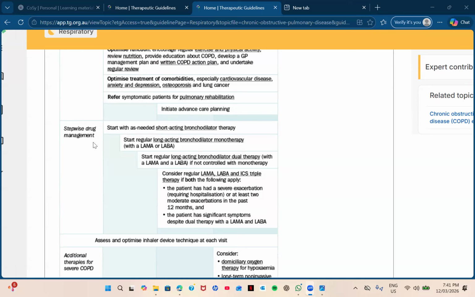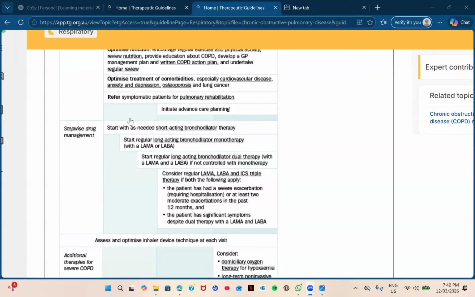For all mild, moderate, or severe cases, what are we starting with, doctors? Type in the chat. We are starting with SABA, right? Start with as-needed short-acting bronchodilator therapy. As needed, remember? Then start regular long-acting bronchodilator monotherapy with a LAMA or LABA.